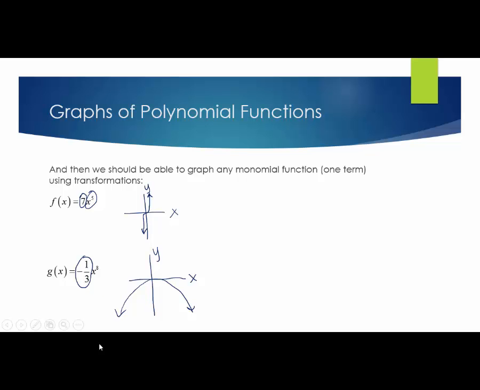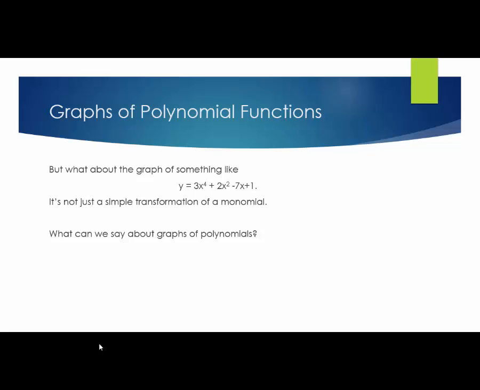graph any monomial function. But what about something like y equals 3x to the 4th plus 2x squared minus 7x plus 1? Quite a polynomial. It's not just a simple transformation of a monomial. With all of these sums of monomials in here, it's not just a simple shift left or right or up or down or stretch or reflect like we've been looking at. So let me just give you a little background, some things we can say for sure about graphs of polynomials.